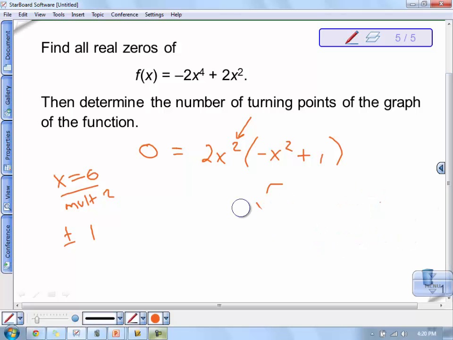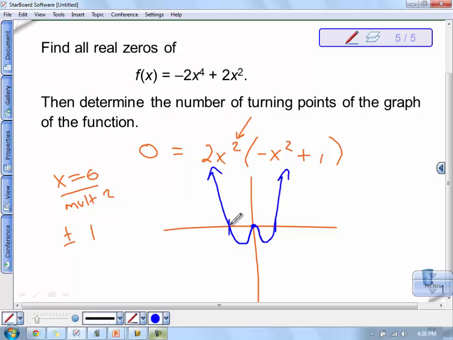Now if you go to graph this function, it should look like this. It's got a multiplicity at 0 of 2, and it's got 1 and negative 1. So what it looks like is this. It goes down, touches here and turns around and goes back up. Basically, where you have an even multiplicity, like a multiplicity of 2, that means the function does not change signs there. It stays negative.